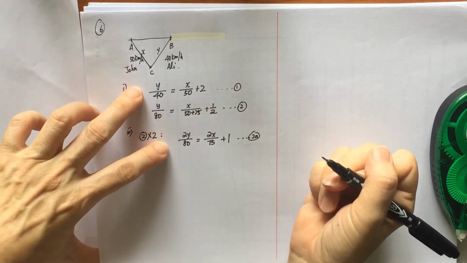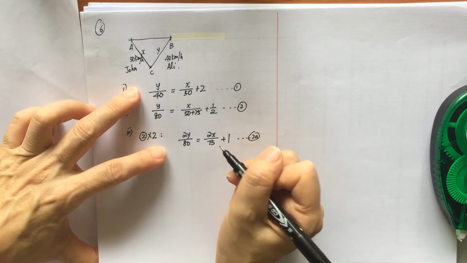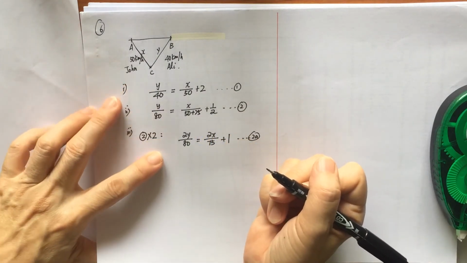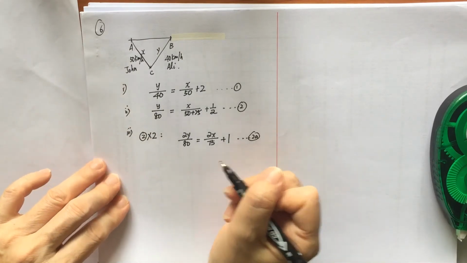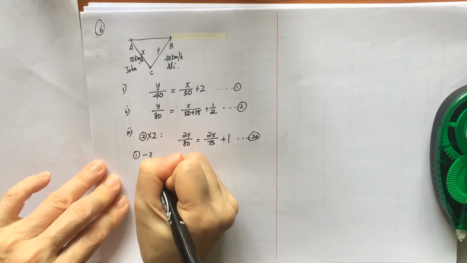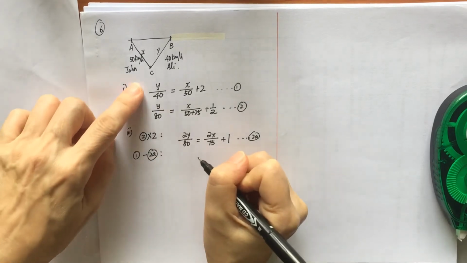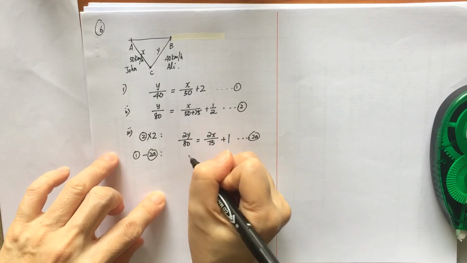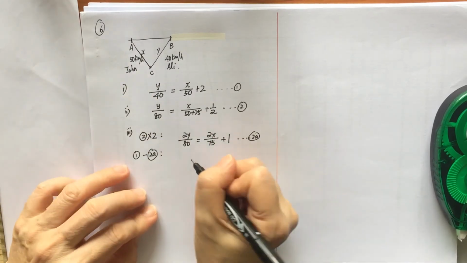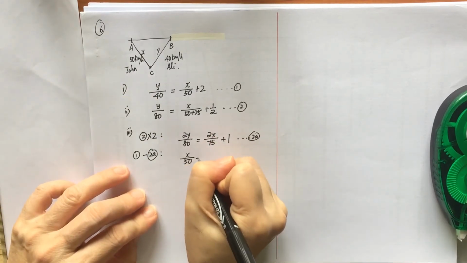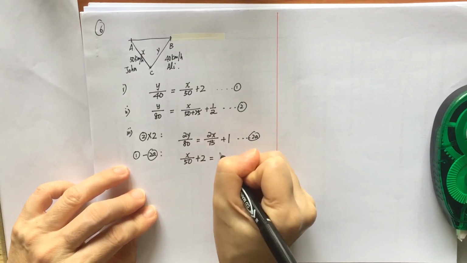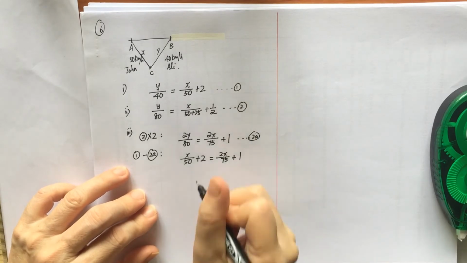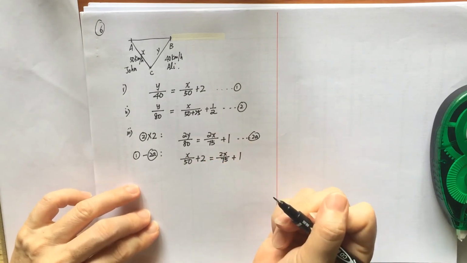So now equation 1 and equation 2a have the same y upon 40. So I'm going to subtract. Which one? I'm going to use equation 1 subtract equation 2a, which means this y and this y are the same, or I can equate these two equations also. So I have x upon 50 plus 2 equals 2x upon 75 plus 1. Okay, so I'm going to put these two together.